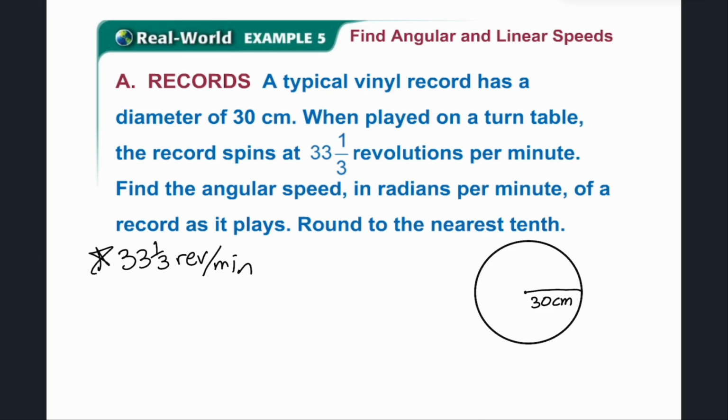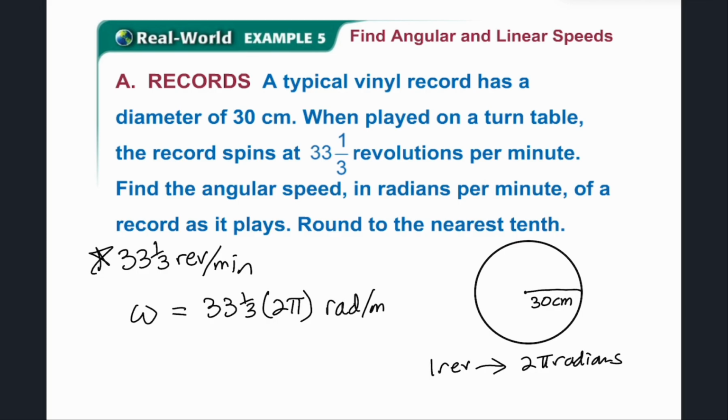Okay. It says find the angular speed in radians per minute of the record as it plays, round to the nearest tenth. Well, one revolution is always 2 pi radians. So to change revolutions into radians, all we've got to do is multiply by 2 pi. So omega is just going to be 33 1/3 times 2 pi radians every minute. Every loop is 2 pi. So 33 1/3 loops around is going to be 33 1/3 times 2 pi.